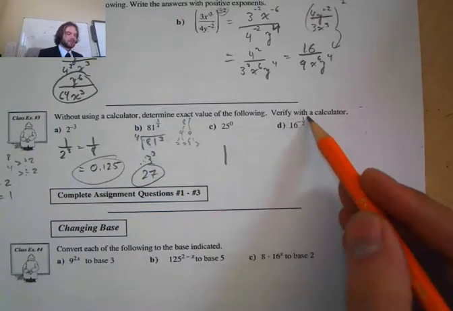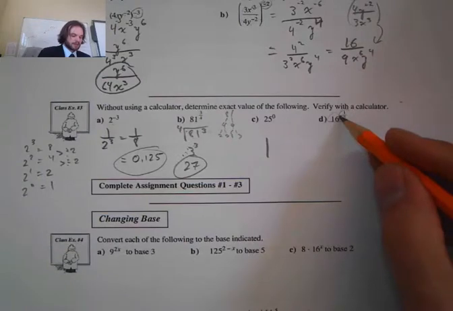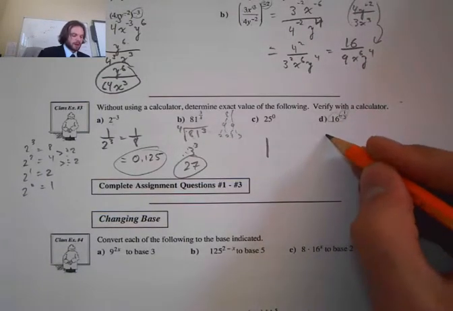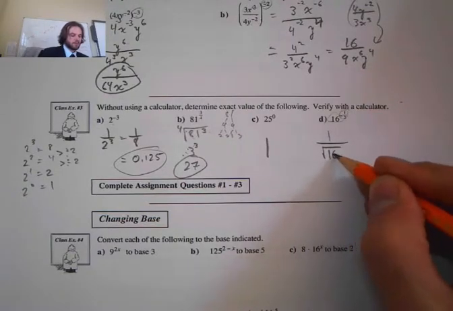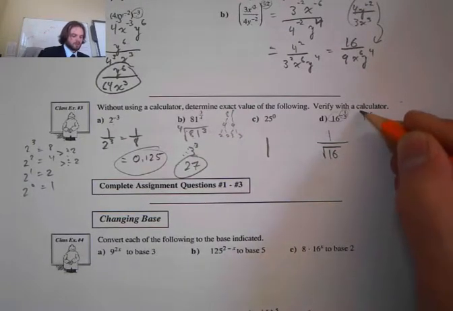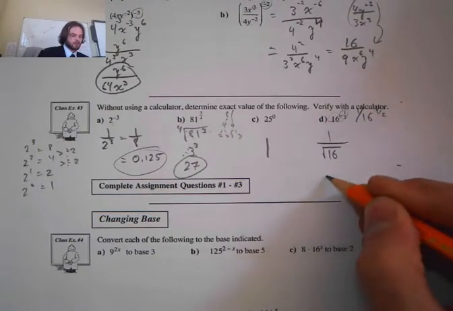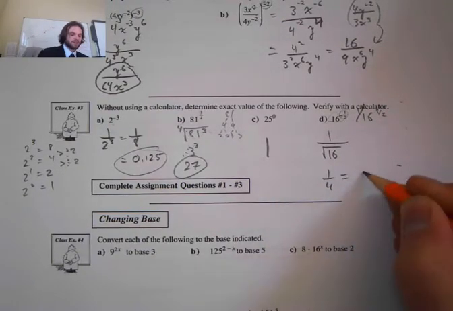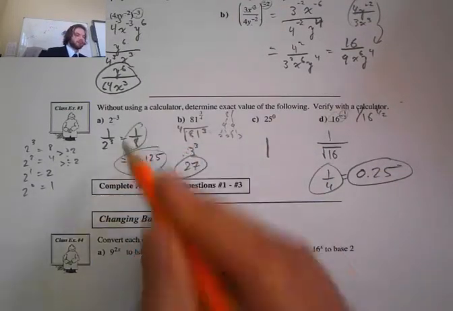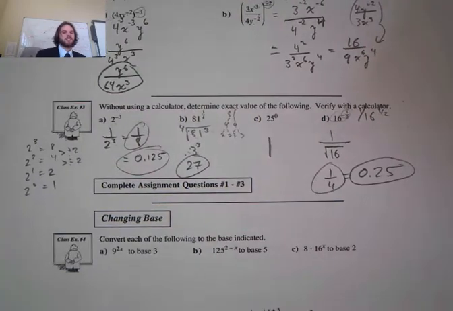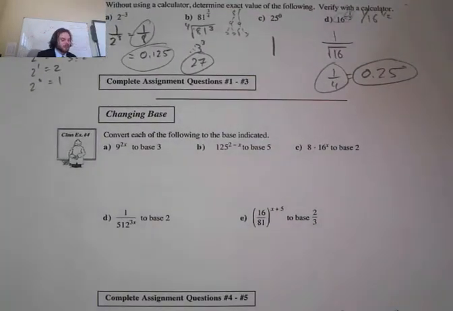We have 16 to the negative 1 over 2. Well, that's a negative. So that means we have 1 over 16 to the 1 over 2. This is the square root. So this gives me 1 over 4, which is the same as 0.25. Or 1 over 4. We could always leave it as a fraction. I like fractions better. I think they're better answers. They're more exact. Okay?